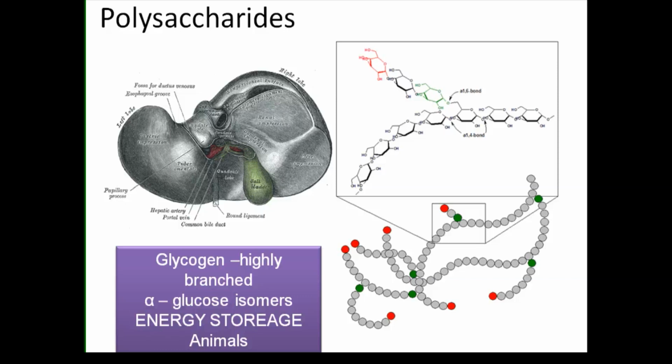We, in fact, as animals, store glucose in the form of glycogen, just like amylose and amylopectin, except it's highly branched. It is still made up of alpha glucose monomers, or alpha glucose isomers. The key role is to store extra energy in the liver and muscles of animals.